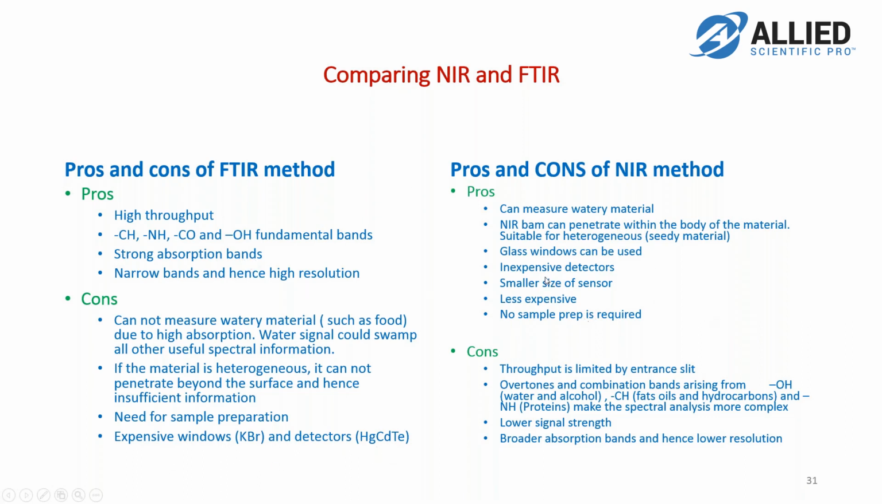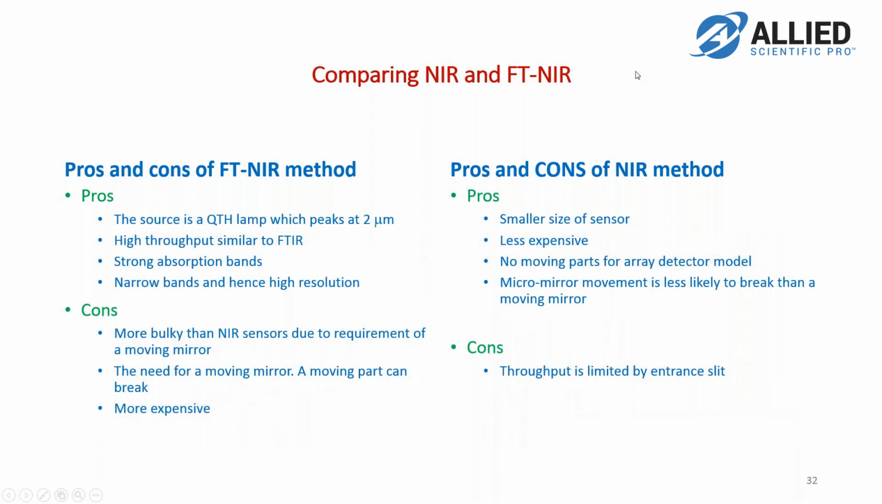For near IR, you have inexpensive detectors, a smaller sensor size, and they're less expensive. So this is some advantage of near IR. You also have the technique of FTNIR, where they use the NIR source instead of a mid IR source, and use the Fourier transform technique.